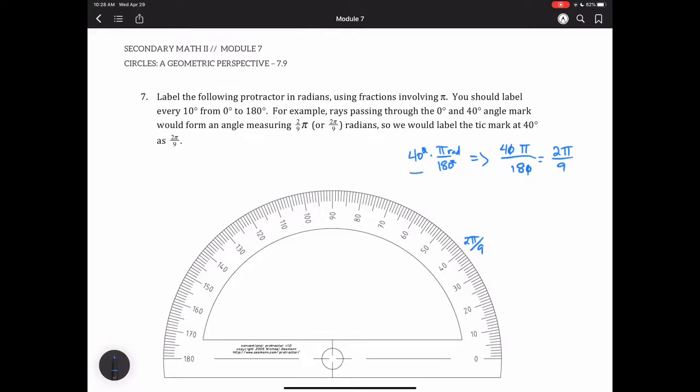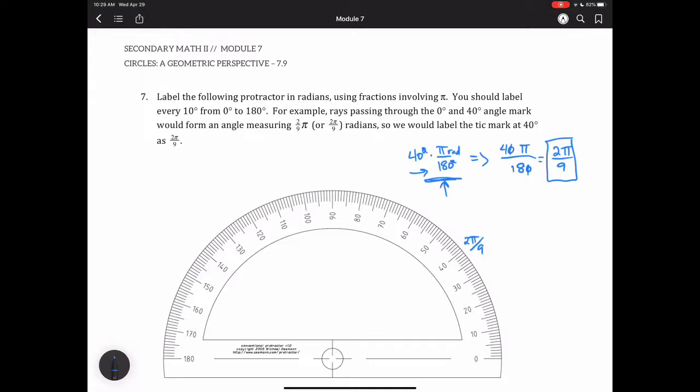Okay, so we just plugged it in here. Notice that I also kept this as a fraction. I didn't divide 2 by 9, and I didn't multiply pi in, because then we start getting numbers that look pretty funky. So instead, keep your answers as fractions using this conversion factor.